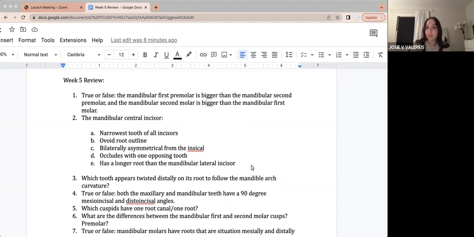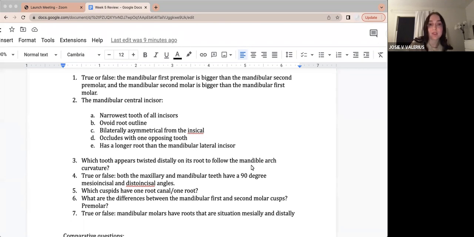Okay, number 2, which of the following is true for the mandibular central incisor out of these options? So A is true. It is the narrowest tooth of all incisors in the mouth, narrowest mesiodistally. And then D, it occludes with only one opposing tooth. This means that when you close your jaw or occlude, it only overlaps with the maxillary central incisors. So those are the 2 true statements for the mandibular central incisor.